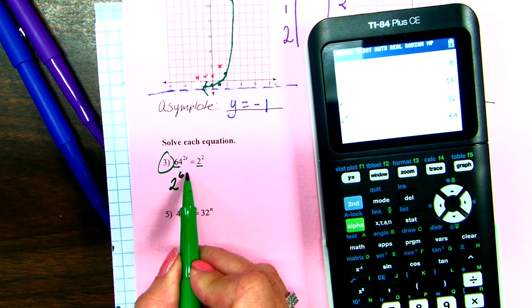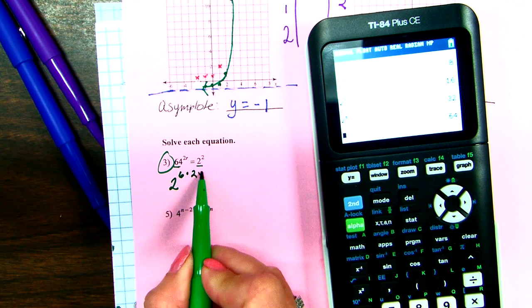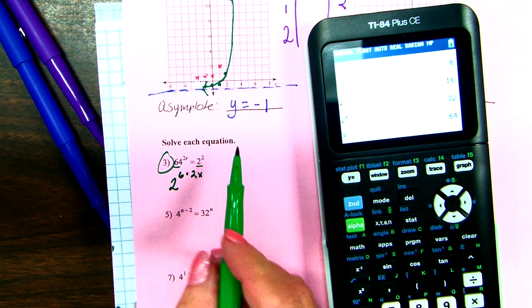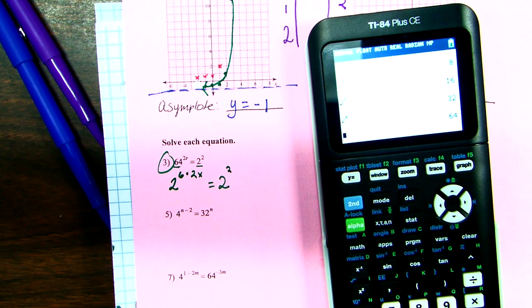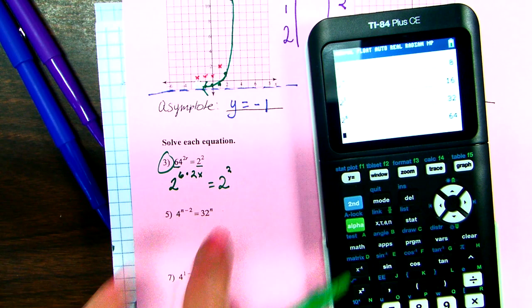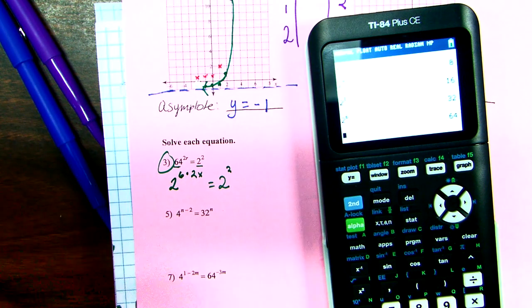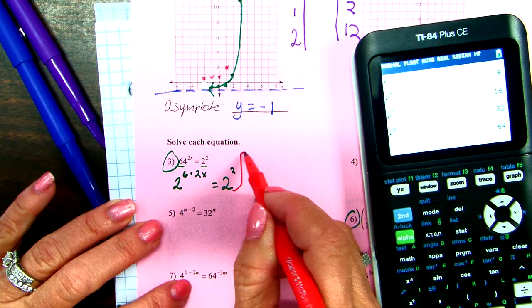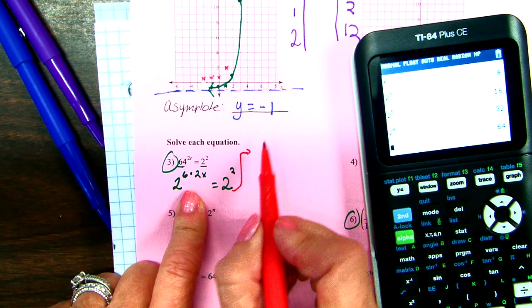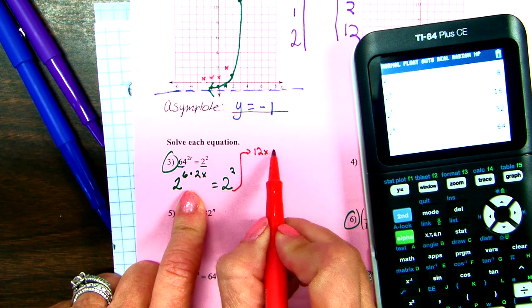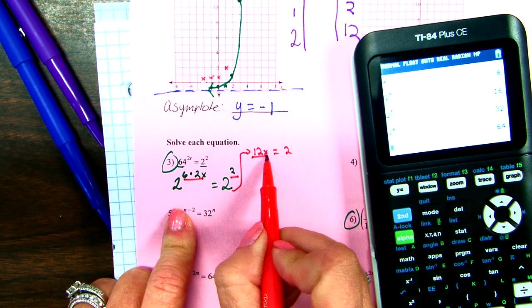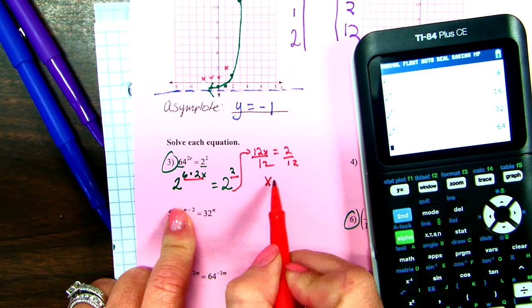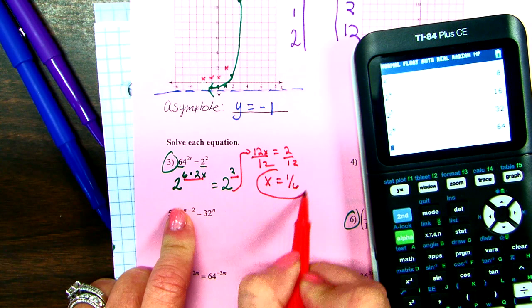To show multiplication, I'm just using a dot, and I'm going to change it to x instead of r. Equals 2 to the power of 2. We didn't do anything to the right-hand side. But what's great now is we can set our exponents equal to each other. Once the bases are the same, we can set them equal to each other. So 6 times 2x is 12x equals the 2. 12x equals 2. Divide by 12, x equals 1/6.